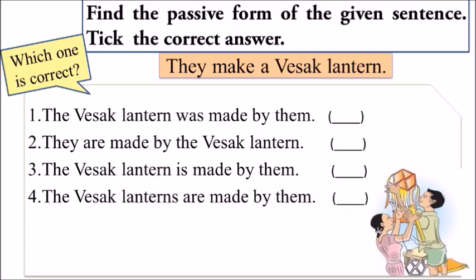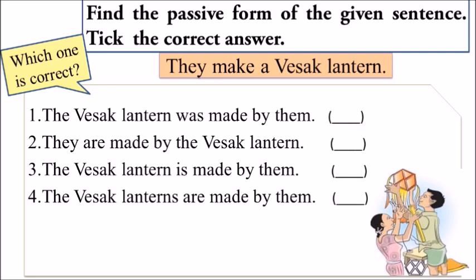Shall we do another simple activity? Find the passive form of the given sentence. Can you take the correct answer? The sentence is, they make a Vesak lantern. The given answers are, number 1, the Vesak lantern was made by them. Number 2, they are made by the Vesak lantern. Number 3, the Vesak lantern is made by them. Number 4, the Vesak lanterns are made by them.